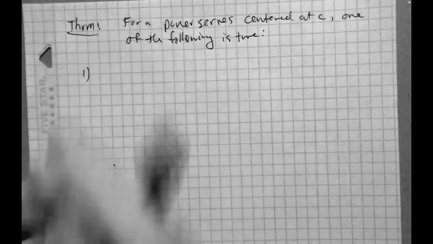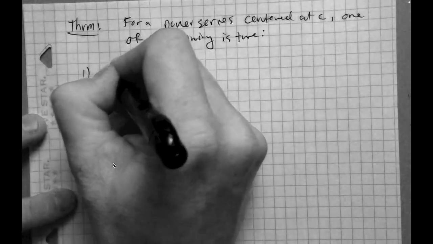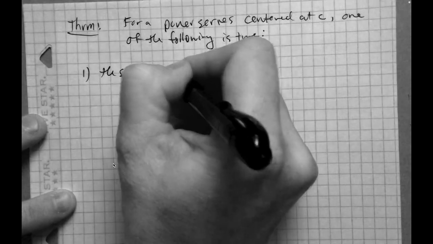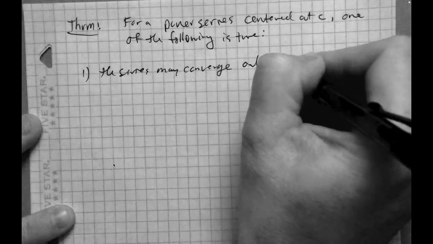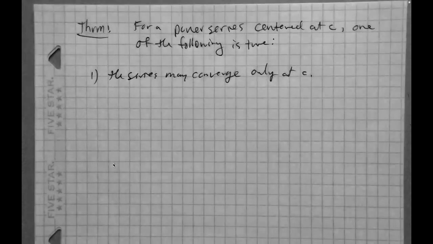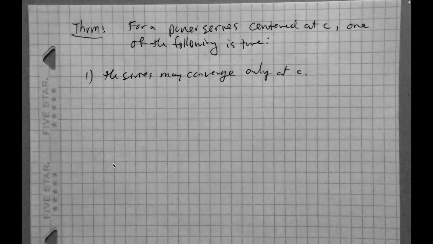First of all, the series could converge only at c. It's possible that the power series would diverge everywhere when x is not c. The trivial case would be where it's centered at 0. So that's very possible. In that case, you would say the domain is a single point.